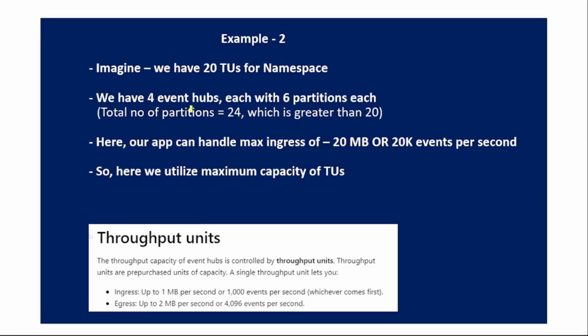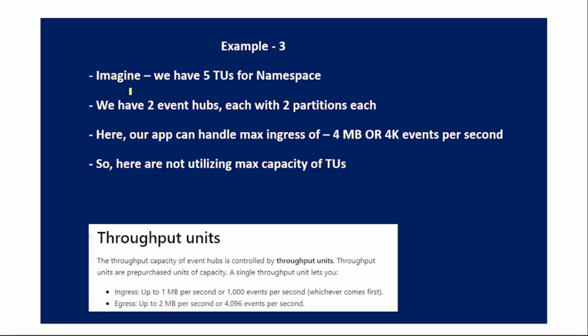Now let's try to understand another example. So imagine we have a total of 20 TUs for a namespace, and we have 4 event hubs, each with 6 partitions. So the total number of partitions we have is 24, which is greater than 20, right? So here our application can handle a maximum ingress of 20 MB or 20K, that is 20,000 events per second, and here we are utilizing the maximum capacity of all the TUs.